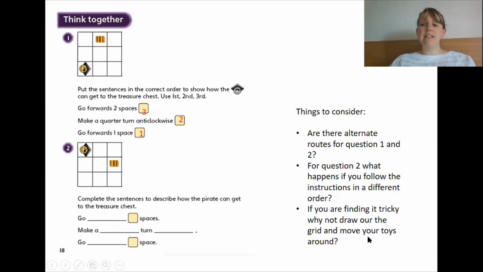And finally, like I've mentioned, if you're finding it tricky, get your toys out and maybe have a go at drawing this grid on a piece of paper and moving your toy around to reach the treasure. Pause the video now and have a go at these questions.